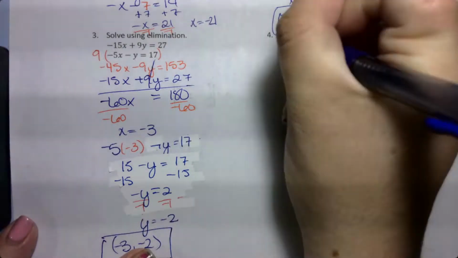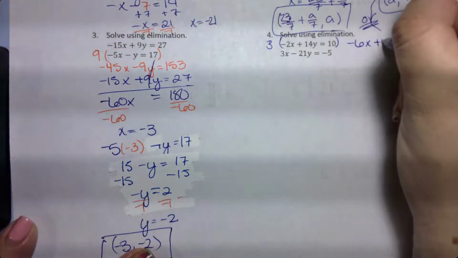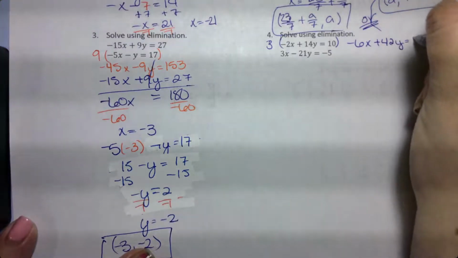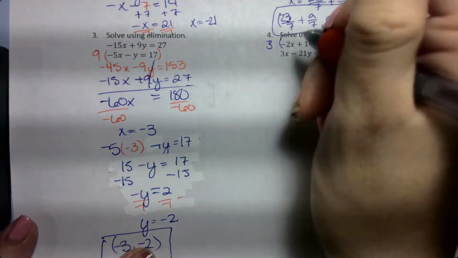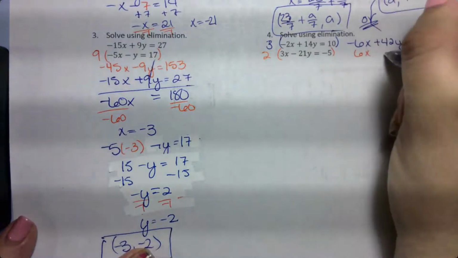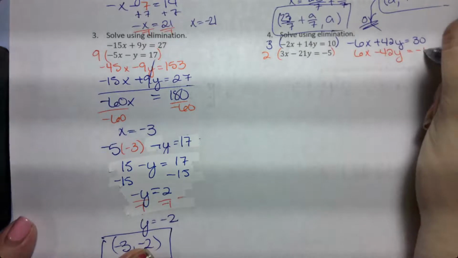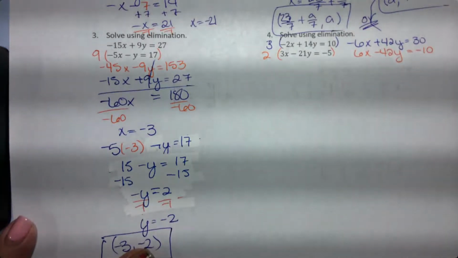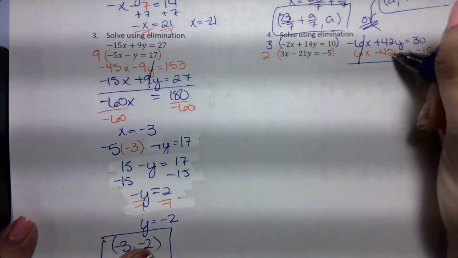So on the first one, I'm going to multiply it by 3. This gets me negative 6x plus 42y equals 30. My second equation, I'm going to go ahead and multiply by 2. This is going to give me 6x minus 42y equals negative 10. Then I want to go ahead and add together. My x's cancel out. My y's cancel out.